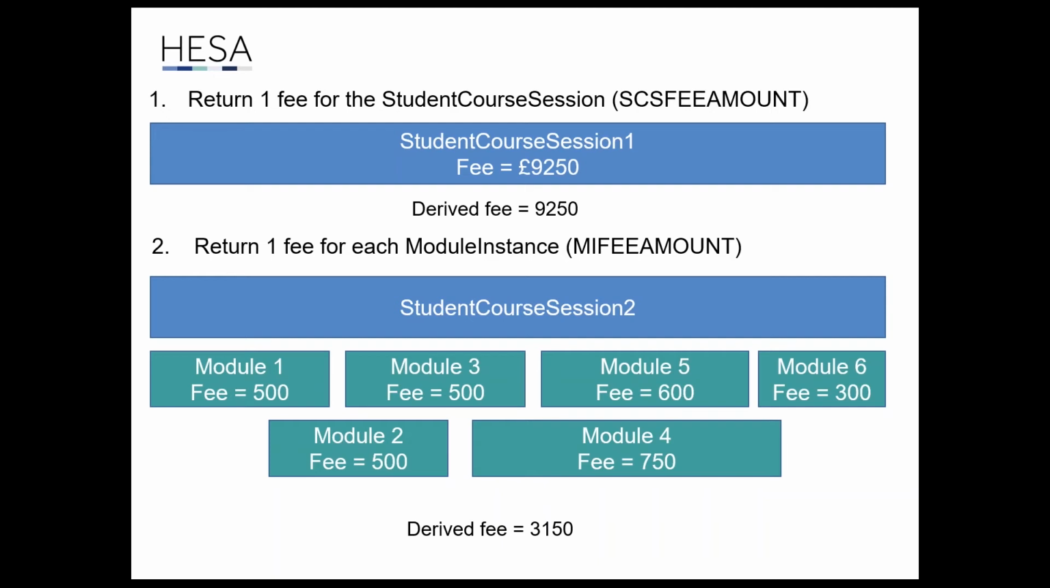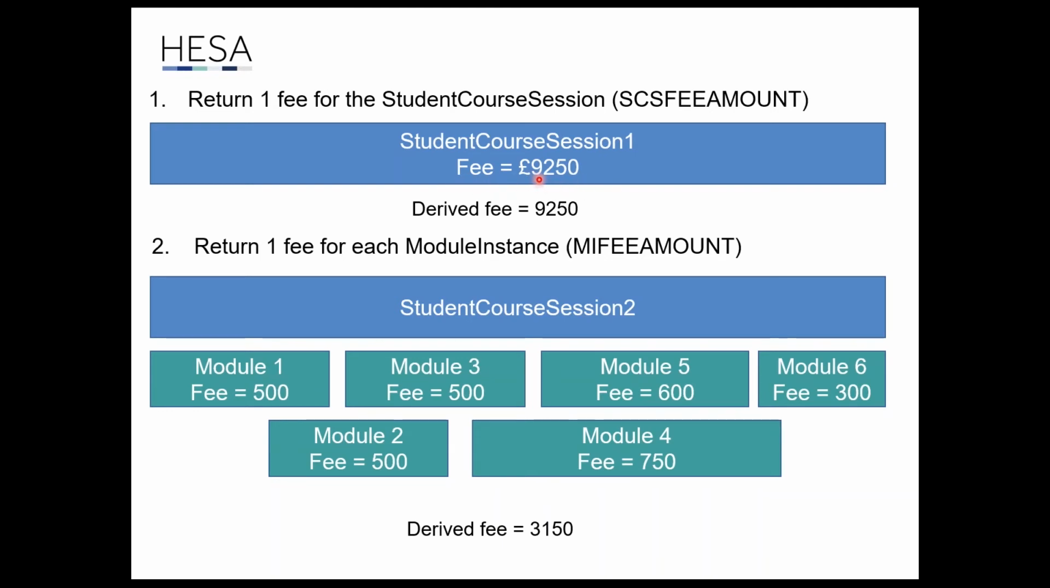The third approach, as I said, is to record a mix. So recording both the student course session fee amount and also the module instance fee amount. The reason that we've given this as an option is that we had some examples from a provider where they charged one kind of flat fee for the student course session, but additionally they charged on a modular basis depending on how many modules a student signed up for in a given year.